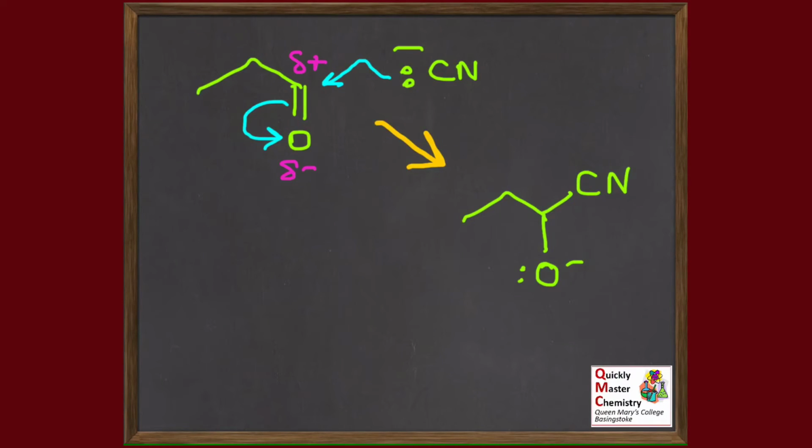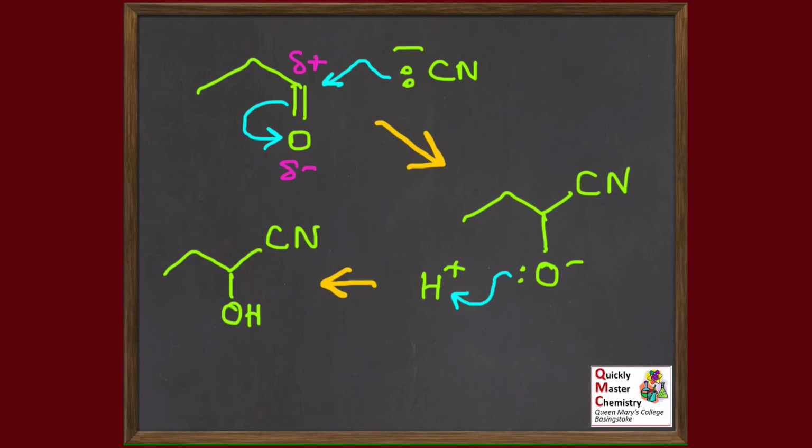And that's going to give us an intermediate like this, with the bond now formed between the carbon of the cyanide ion and what was the delta plus carbon, and a negative charge on the oxygen at the end of what is now a single bond. The second step then, the H plus from the hydrogen cyanide can make a bond to the oxygen using the lone pair of electrons on the oxygen, giving us our final product.